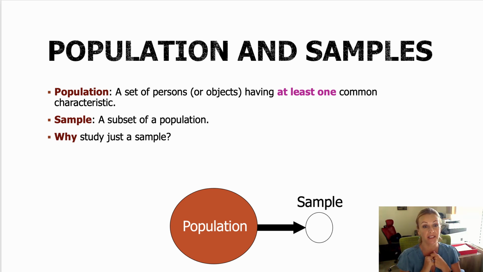Hence, we select a sample. You can randomly select women above a certain age that have a diagnosis of osteoporosis, and your sample would be a subset of your population, okay?